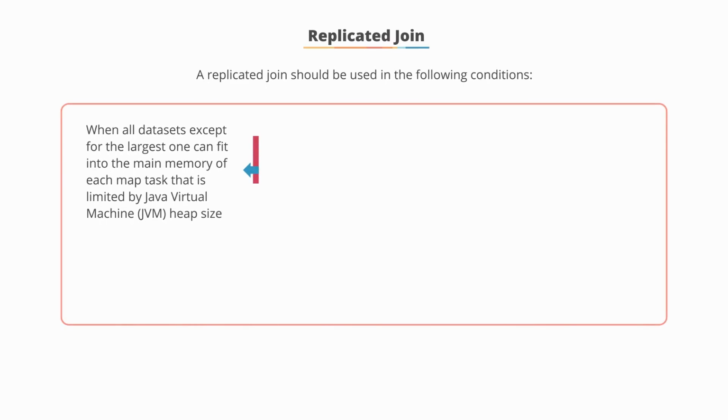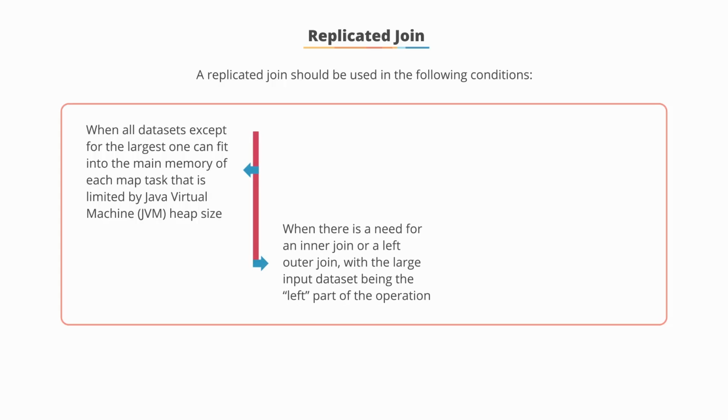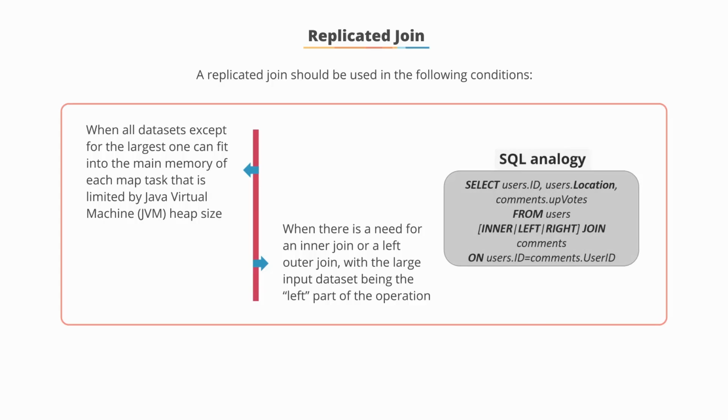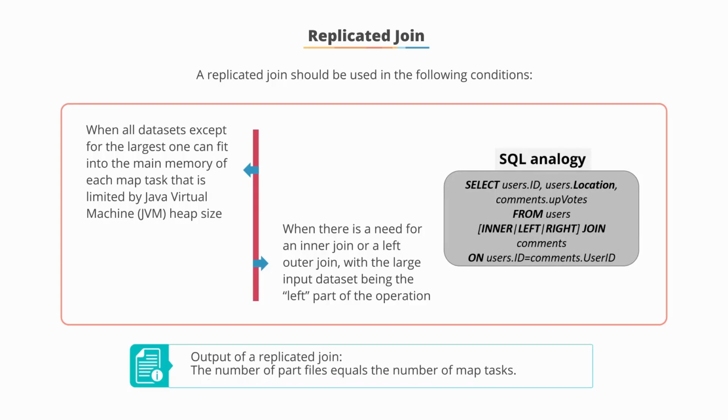Replicated joins should be used when all datasets, except for the largest one, can fit into the main memory of each map task, which is limited by the size of your Java virtual machine or JVM heap size. They should also be used when there is a need for an inner join or a left outer join, with the large input dataset being the left part of the operation. A SQL analogy of this type of replicated join is given on the screen. In the output of a replicated join, the number of part files equals the number of map tasks. And again, as this is using memory as one side of the join, it is typically much faster.